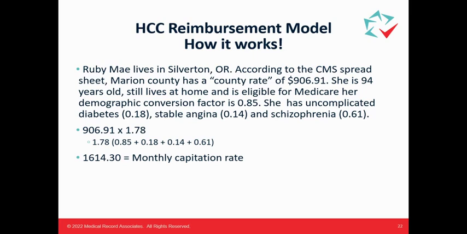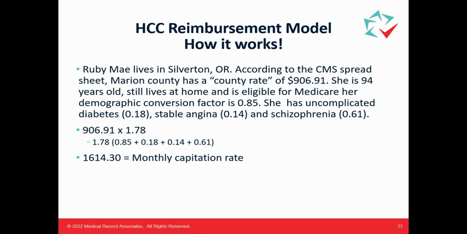She is 94 years old, still lives at home, and is eligible for Medicare. Her demographic conversion factor is 0.85. She also has uncomplicated diabetes. Its weight is 0.18. Stable angina, the weight for that is 0.14. And schizophrenia, the RAF score for that is 0.61, the weight.